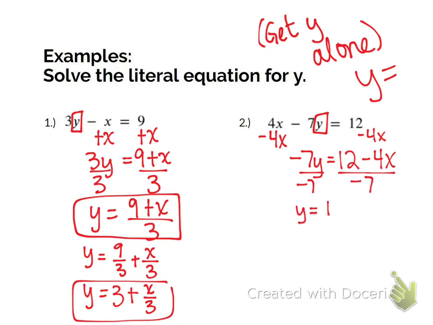So y equals 12 minus 4x all divided by negative 7. Technically, we could split up the division, but nothing is going to simplify, so I just wouldn't even bother on this one. You got y alone. That's what the directions asked us to do. We'll leave it at that. Questions on 1 and 2 before we move on?